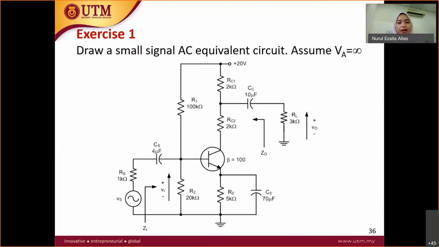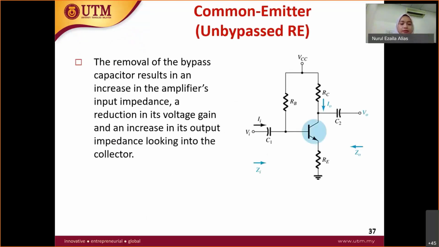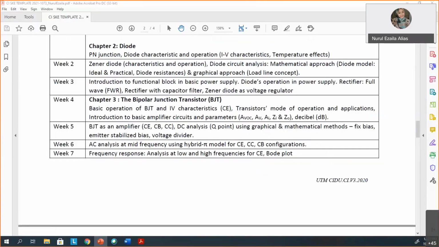The next part is the common emitter. Previously we had no RE, because it is bypassed: we have a capacitor in parallel with the resistor, so the capacitor shorts RE. This time you don't have a capacitor here, so you have to include your resistor RE in your AC equivalent circuit. Let's derive together.